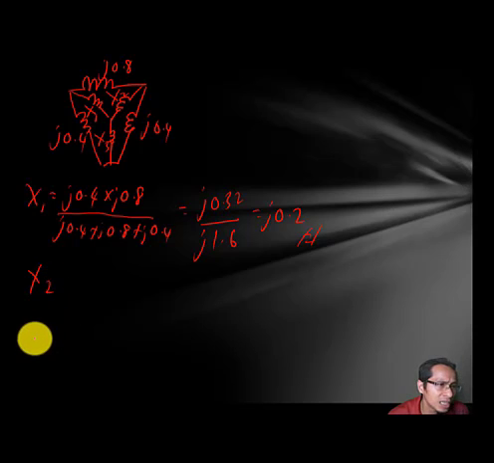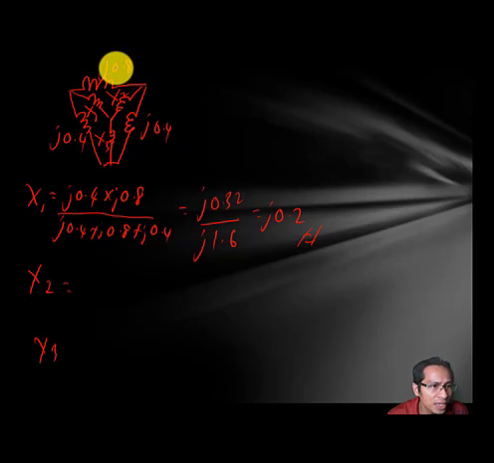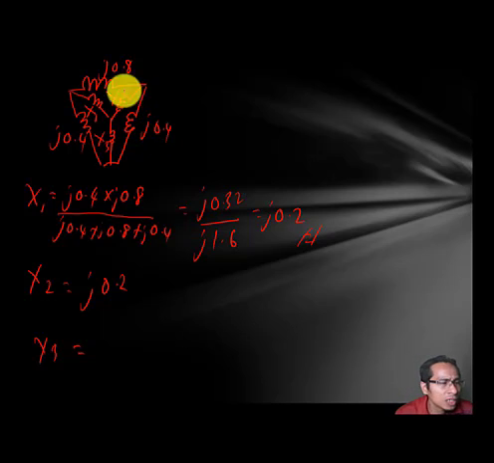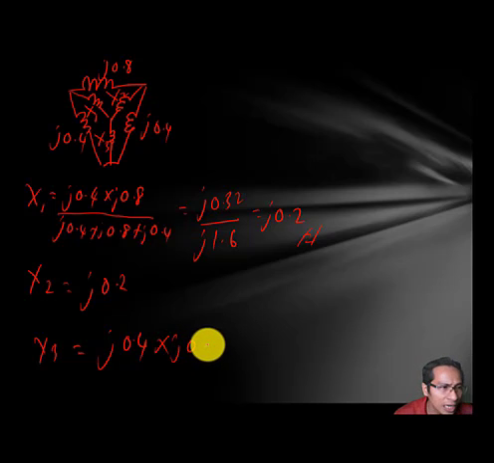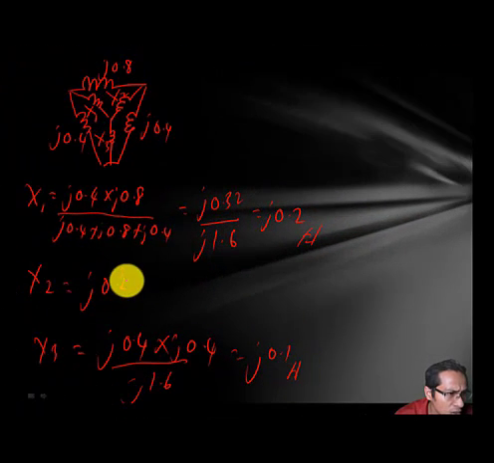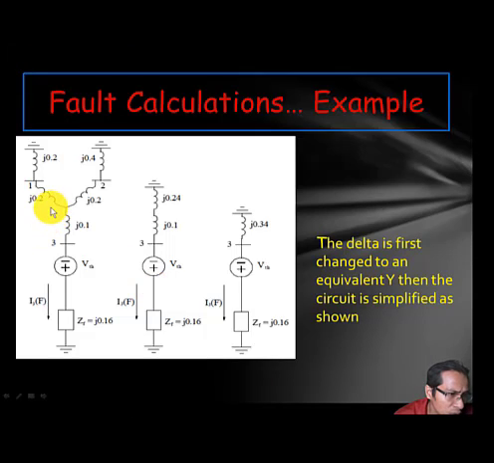X2, this one, is j0.8 times j0.4 over the summation of these three impedances, so we will get the same answer, j0.2. For X3, this one, it is j0.4 times j0.4 over j1.6, which is j0.1. So that's why when we look at this equation, we get this answer: j0.2, j0.2 and j0.1.